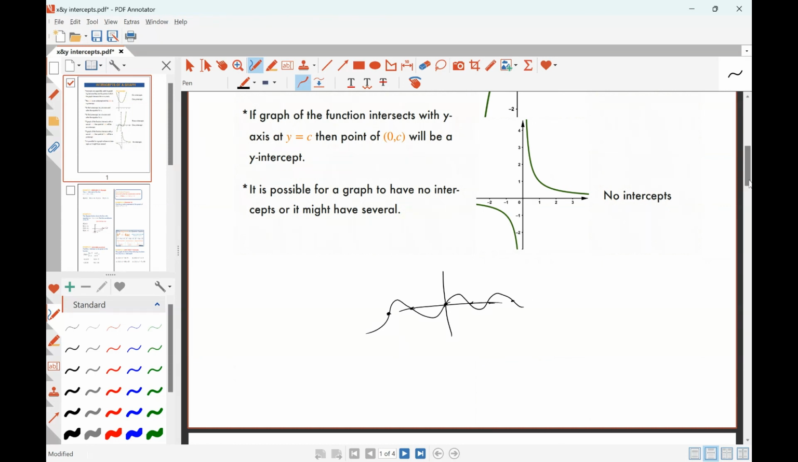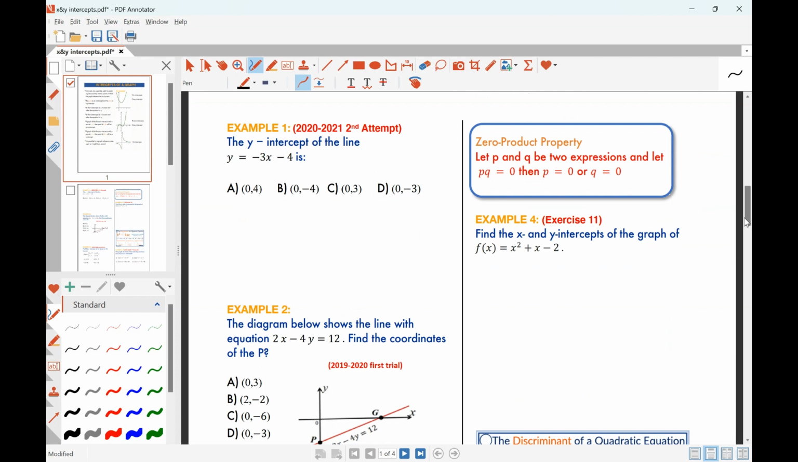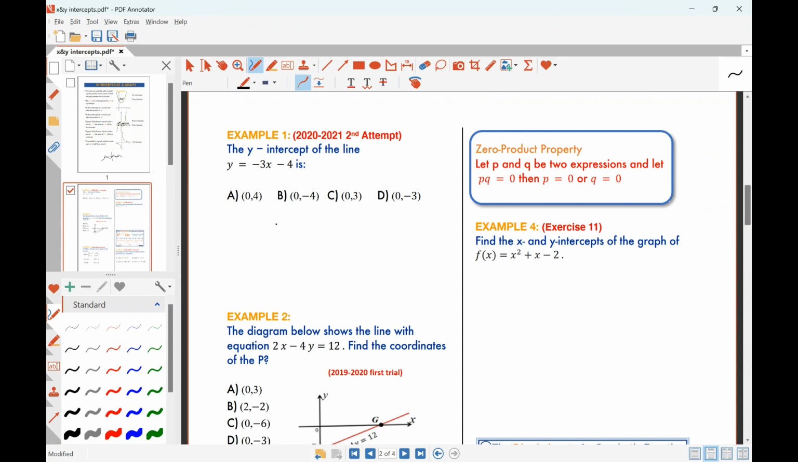Now I will start solving questions. I will try to solve different types of questions that are given in the book or that have been asked on the website so far. First example, a 2020-2021 second attempt ministry exam question. Find the y-intercept of the given line, y equals -3x minus 4.